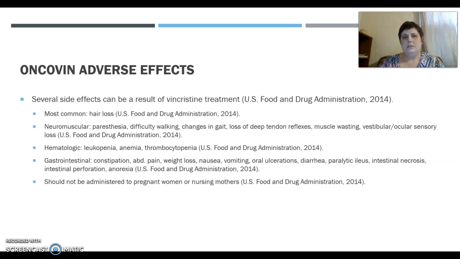Gastrointestinal symptoms following Oncovin administration can include constipation, abdominal pain, weight loss, nausea, vomiting, oral ulcerations, diarrhea, paralytic ileus, intestinal necrosis, intestinal perforations, and anorexia. And a side note, this should not be administered to pregnant women or nursing mothers.